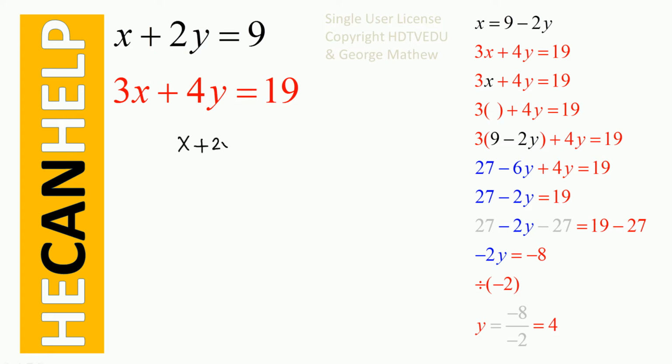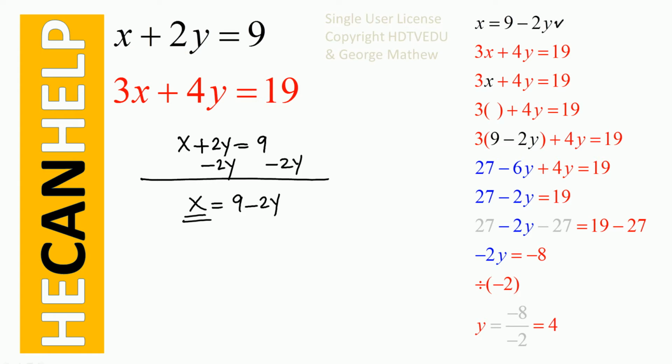x plus 2y equals 9. Subtract 2y from both sides and we get x equals 9 minus 2y. So we now have x equals 9 minus 2y. Now we take the second equation. So you have 3x plus 4y equals 19.